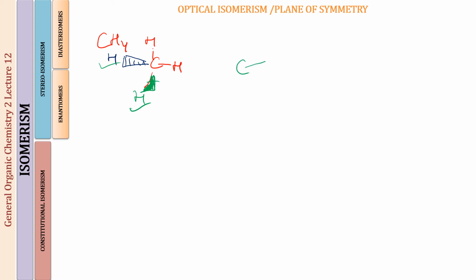So we have also learned the wedge and dash projection, which you can make this way also, where we have two horizontally aligned bonds which are projecting outwards, and two vertically aligned bonds which are projecting backwards, right? So this is another way in which you can show the wedge and dash representation.